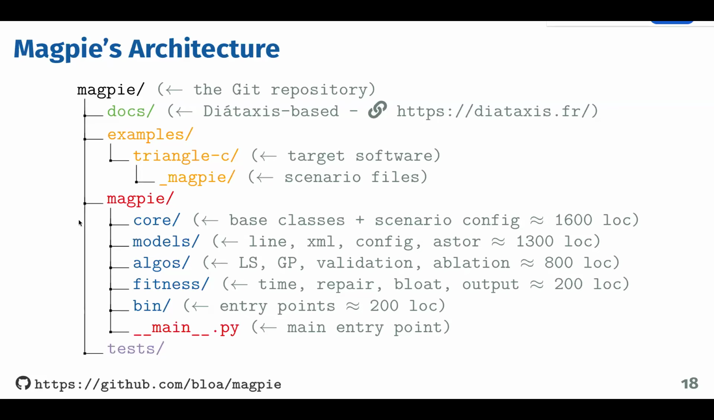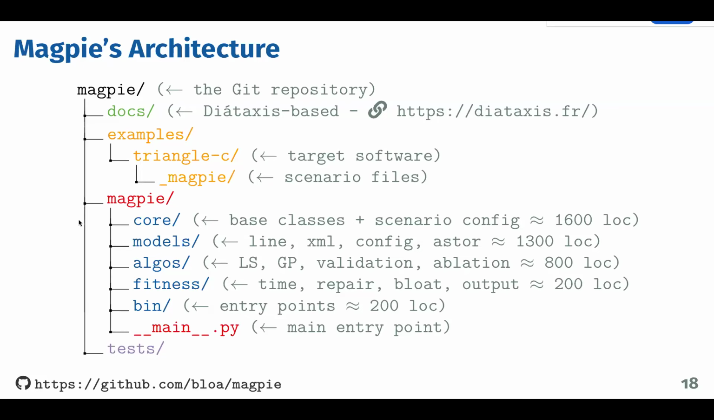It provides a number of models. It provides a way to take a file and model it as an array of lines, as an AST through XML. It provides ways to model configurations. It provides a native way to deal with Python AST with Astor. And all of these models are something like 1,300 lines of code. So that's to take one part of the software and model it, and that includes all the transformations you can do.